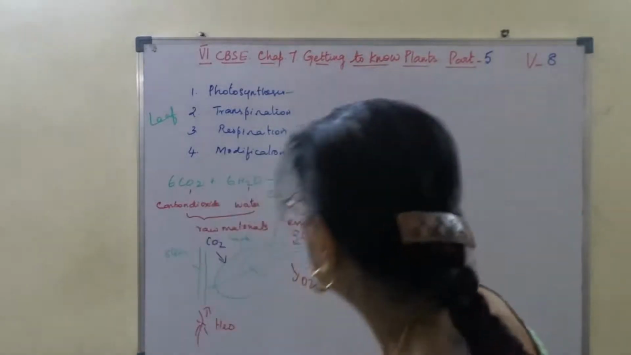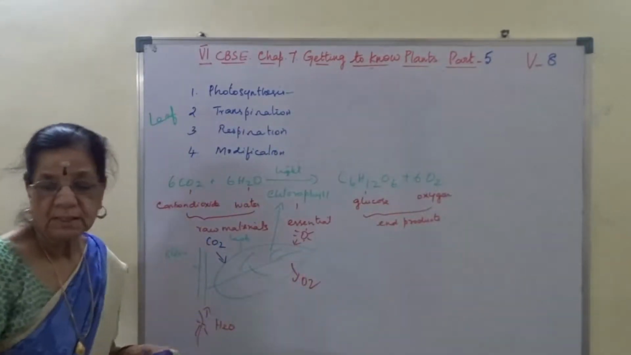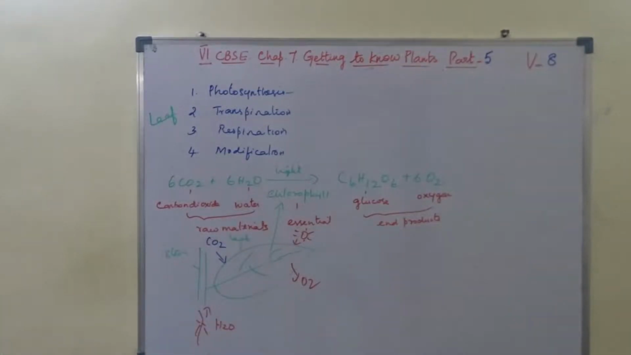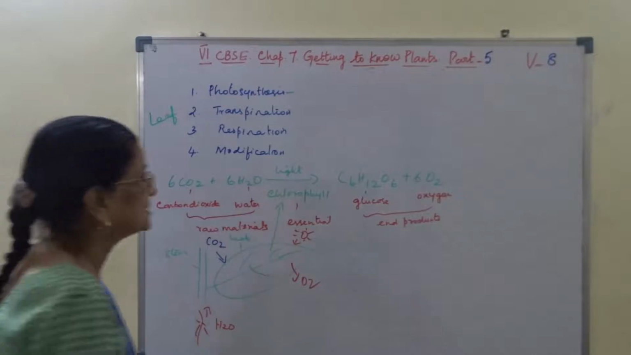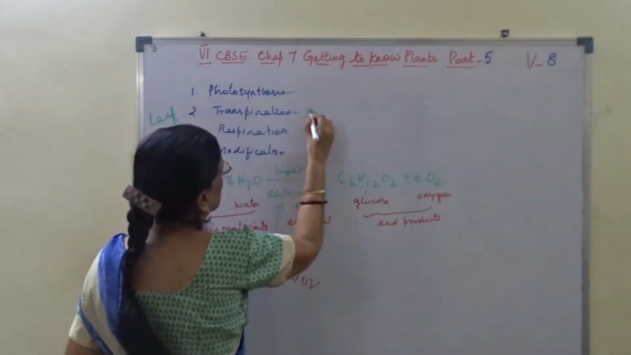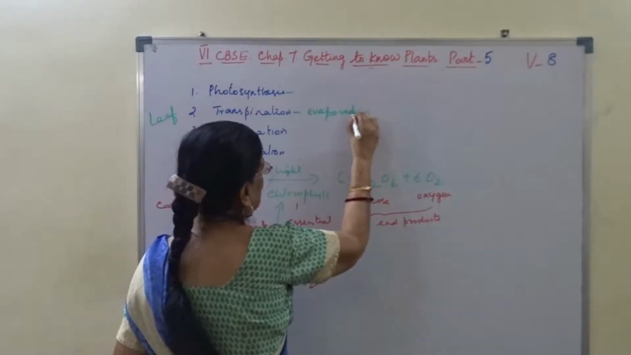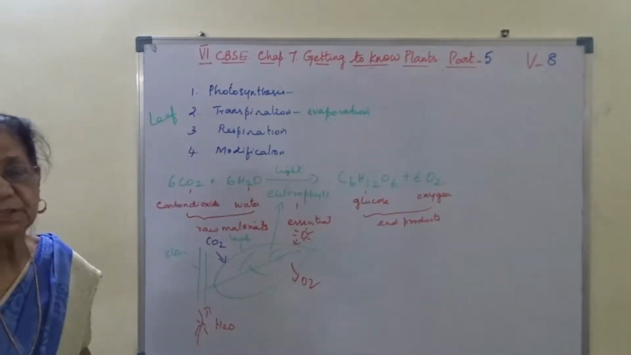The next one, we are doing transpiration. I hope you follow this. Transpiration is the evaporation of excess water from the green plant. That is called transpiration. Evaporation of excess water, that is called transpiration.